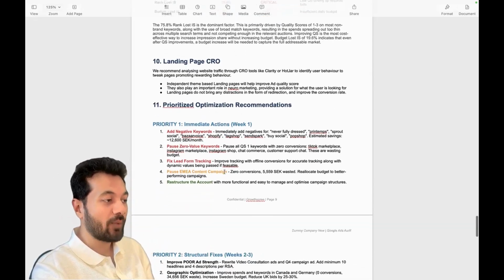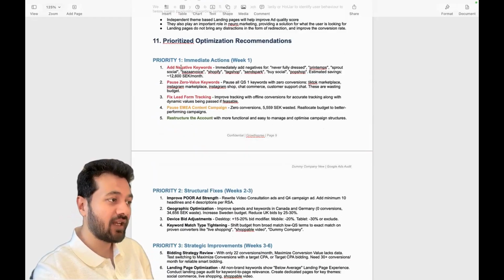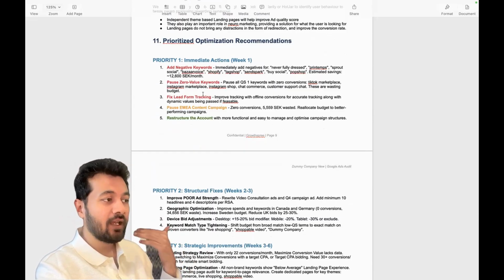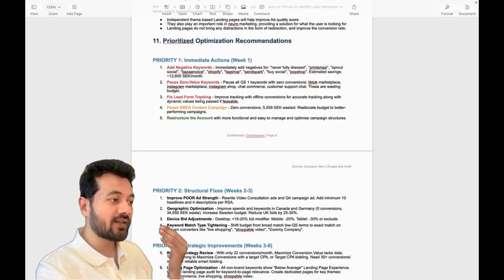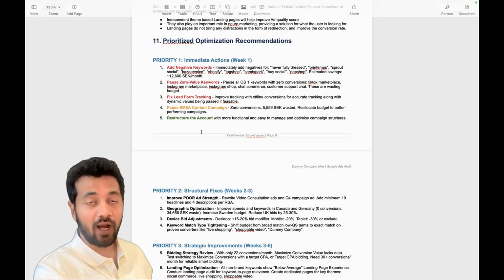Finally, the audit talks about recommendations, the direct recommendations. I think it's self-explanatory. In these cases, for example, it's asking, obviously, negative keywords is missing. You need to pause zero value keywords, fix lead form tracking, which is, again, missing for a particular region. Certain campaigns are not performing well, so you need to pause them. You need to restructure the account.